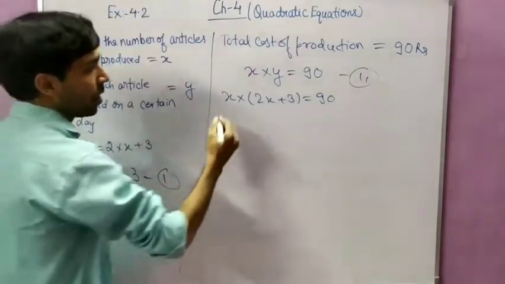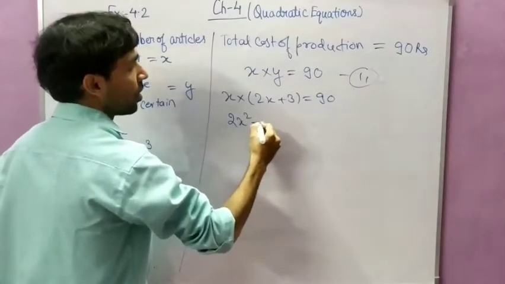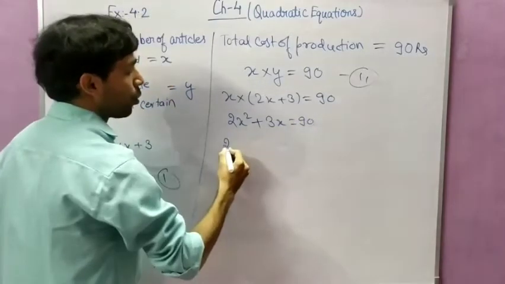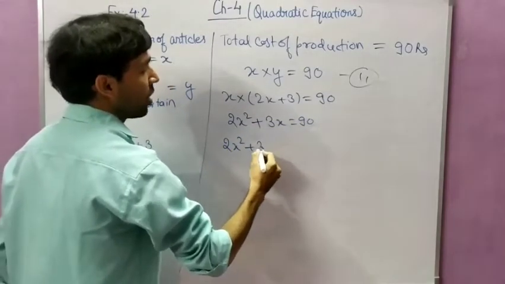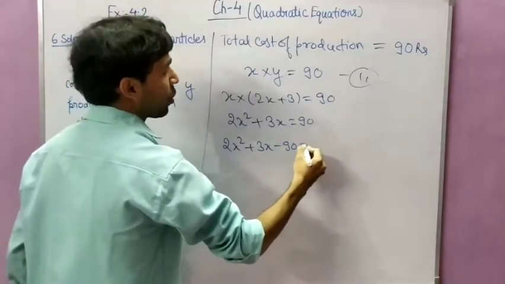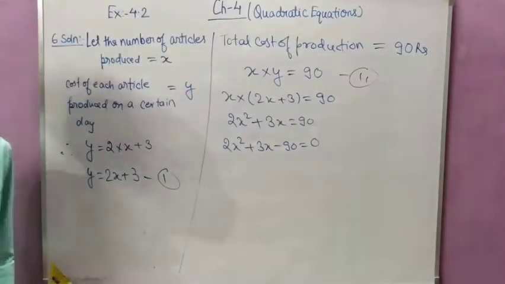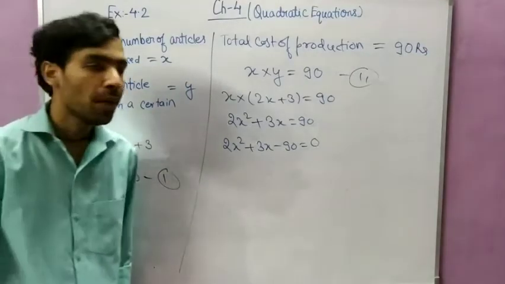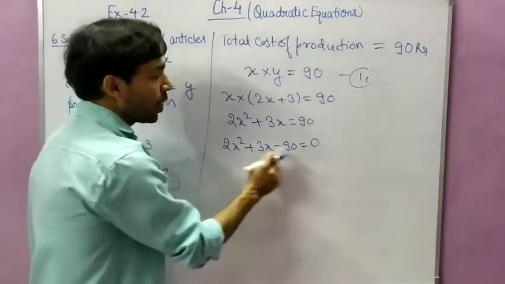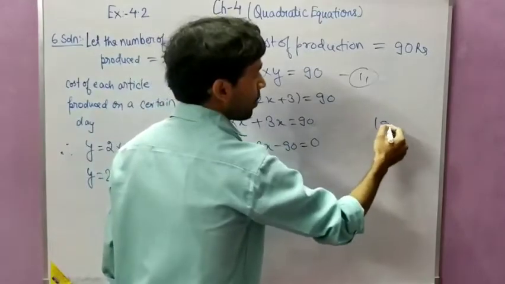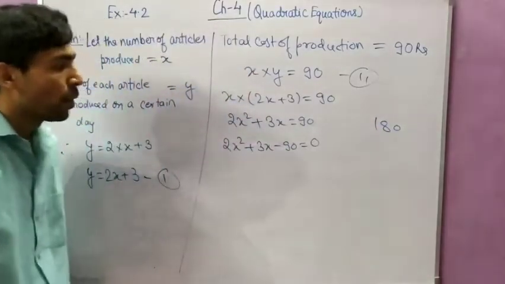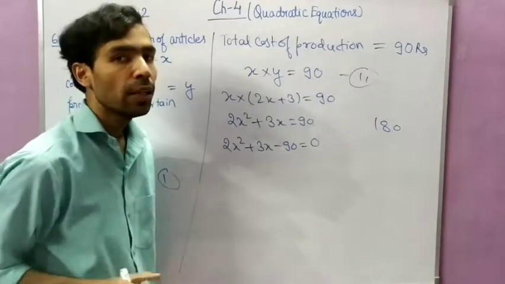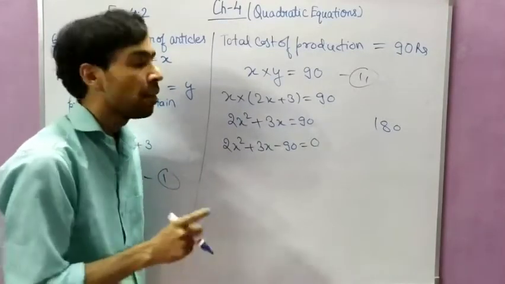Now solve it. It is 2x square plus 3x equal to 90. Now 2x square plus 3x minus 90 equal to 0. We got the quadratic equation now. Now you can solve it by the factorization method. So 2 into 90, that will be 180. Now because the sign of 90 is minus, we will take 2 factors of 180 so that when we subtract them we will get 3.